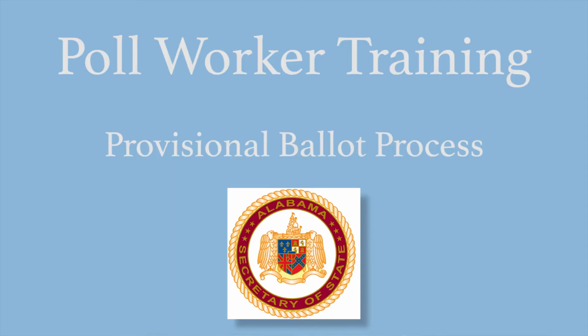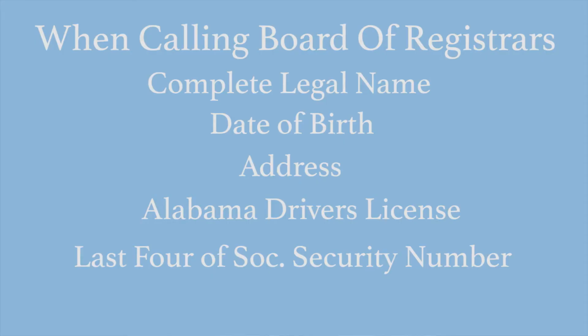Now I want to talk to you about the provisional ballot process. Before someone starts the provisional process, please make a call to your local board of registrars with the voter's name, date of birth, address, driver's license number or the last four of their social security number, and let the registrars assist you and investigate this voter before you start the process.